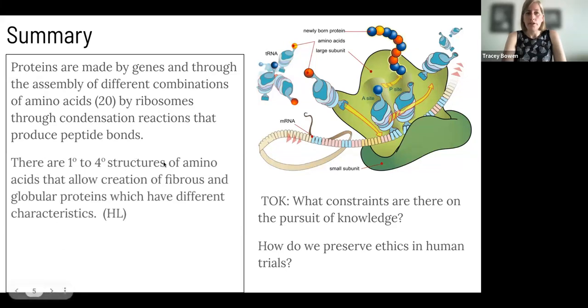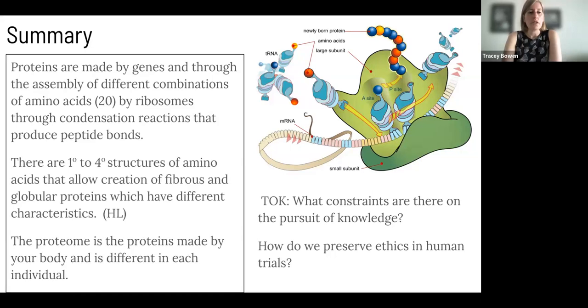There are primary to quaternary structures of amino acids that allow the creation of fibrous and globular proteins, which will have different characteristics. And the proteome is the proteins made by your body, and that's going to be different in each individual.